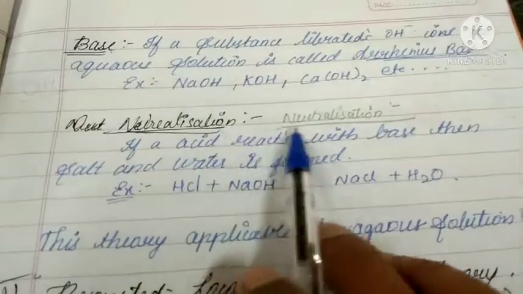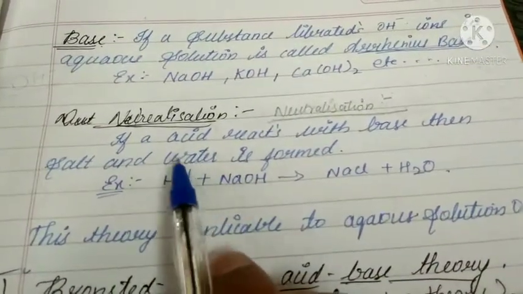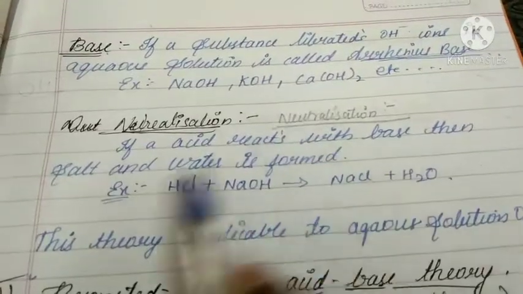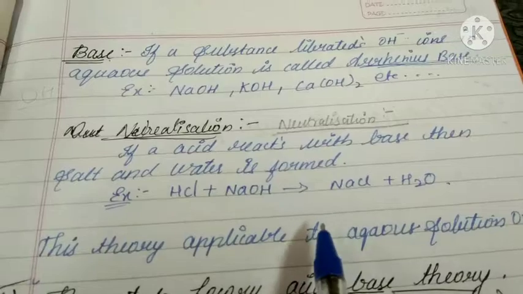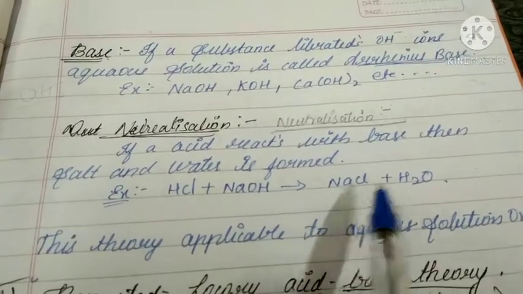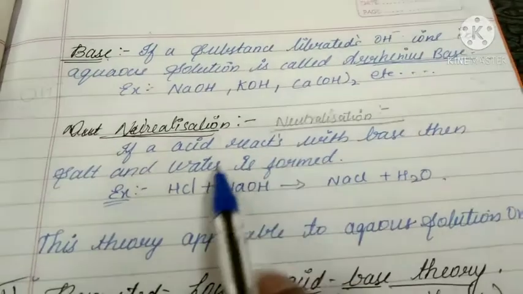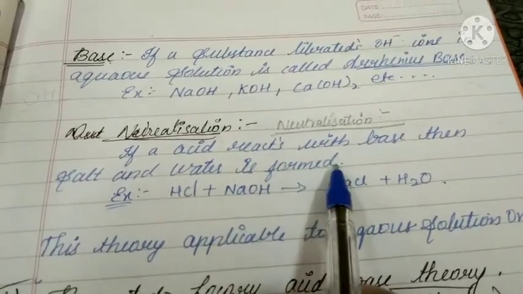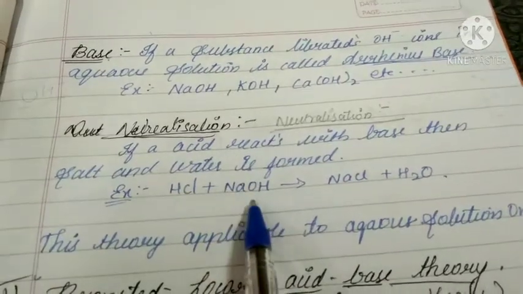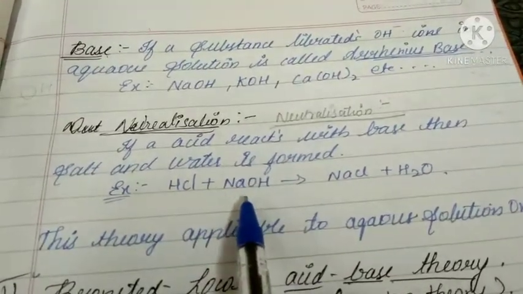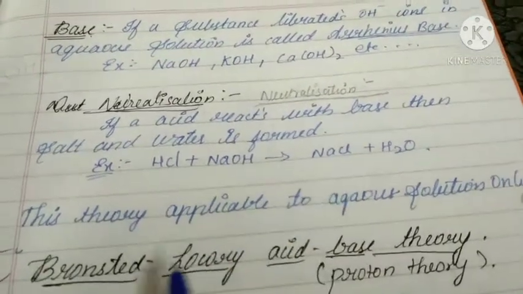Next one, neutralization. According to Arrhenius acid base theory, if an acid reacts with base, then salt and water are formed. That is called neutralization. So formation of salt and water from acid and base is called neutralization. Already we have covered this point in class 10 chemistry. This is the neutralization reaction, according to Arrhenius acid base theory.